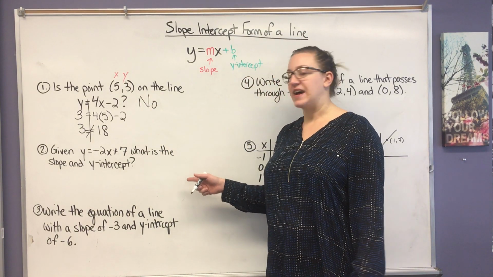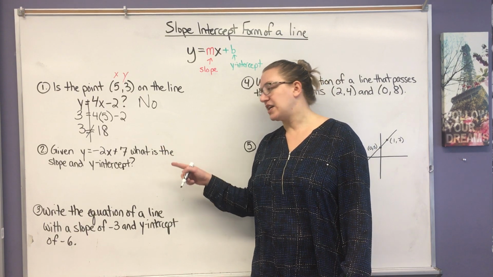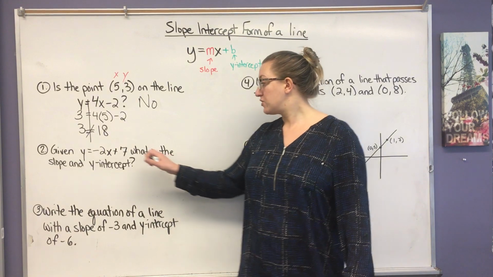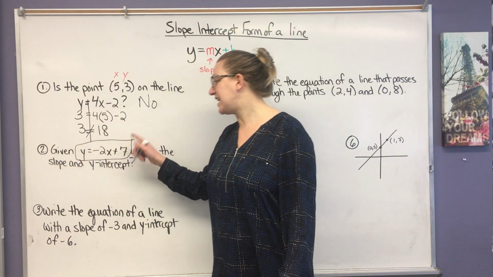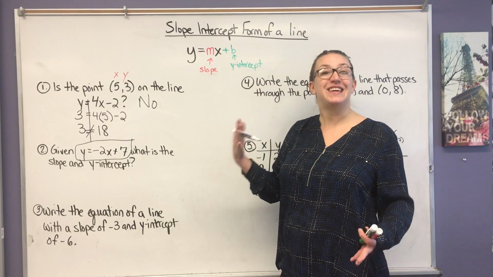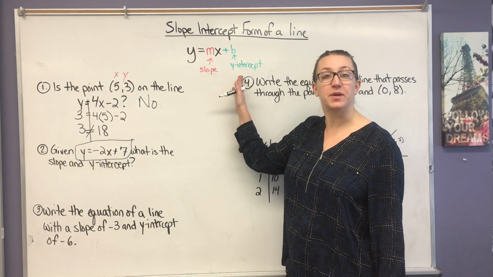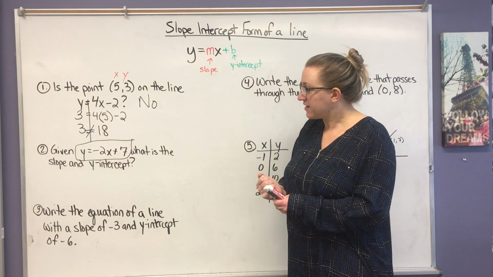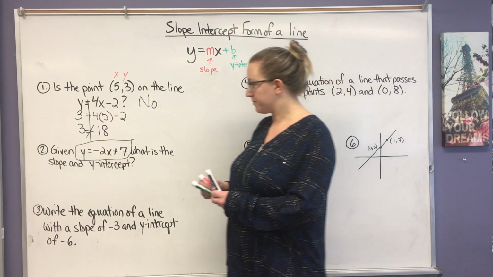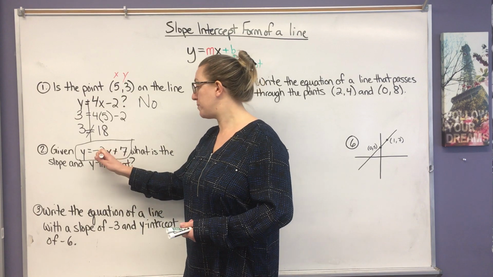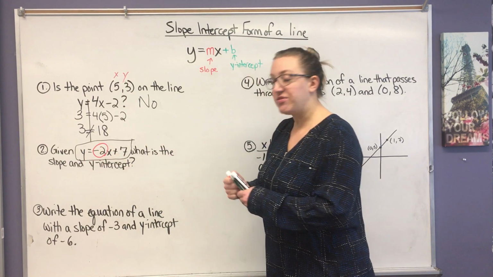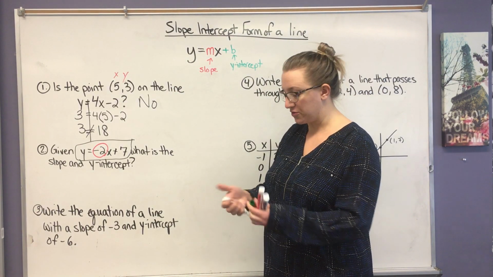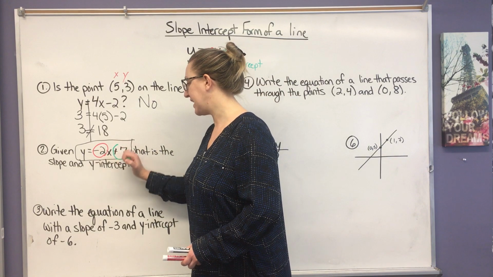For the next question, it says, given y equals negative 2x plus 7, what is the slope and y-intercept? So this equation is already in the slope-intercept form, so I can easily determine the slope and y-intercept because I just take out the numbers. The number in front of x is negative 2. That represents our slope because it's the coefficient. And the constant at the end of the equation is a positive 7. So that is our y-intercept.